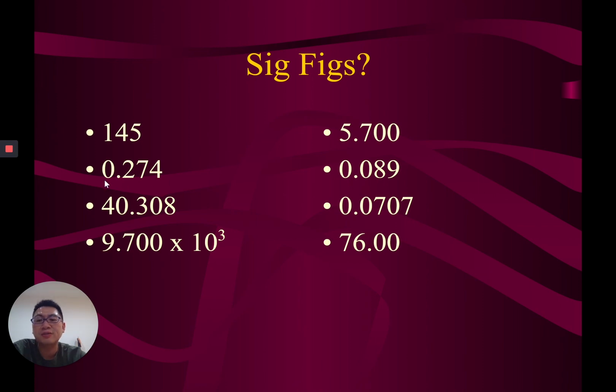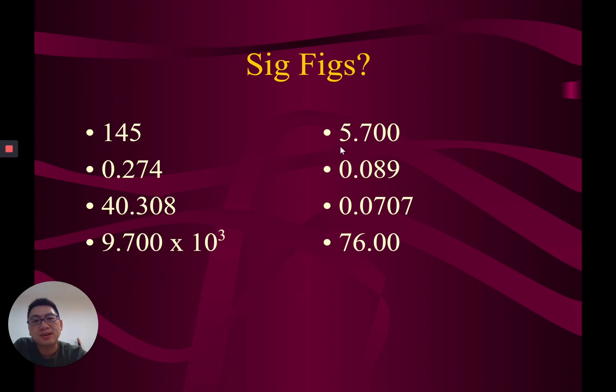Zeros in the beginning of a number are not significant. Here, whenever you have scientific notation, pretty much ignore the times 10 to the whatever. Look at just the 9.700. Whenever you have scientific notation, just look at the front part, the coefficient part. So this number here is 4 sig figs because of zeros at the end of the number and to the right of the decimal point. It has to be and. So at the end of the number and to the right of the decimal point are significant. This is 4 sig figs.